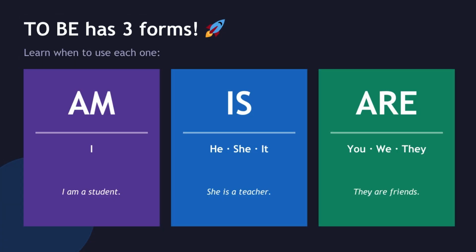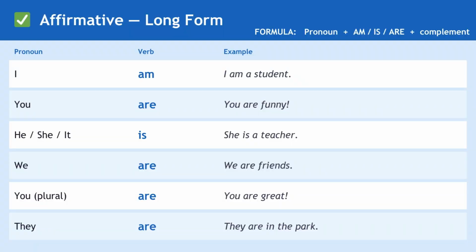The verb to be has three forms: am, is, and are. Simple. Look at the screen. I am. I am a student. You are. You are funny. He, she, it, is. She is a teacher. We are. We are friends. You, plural, are. You are great. They are in the park.